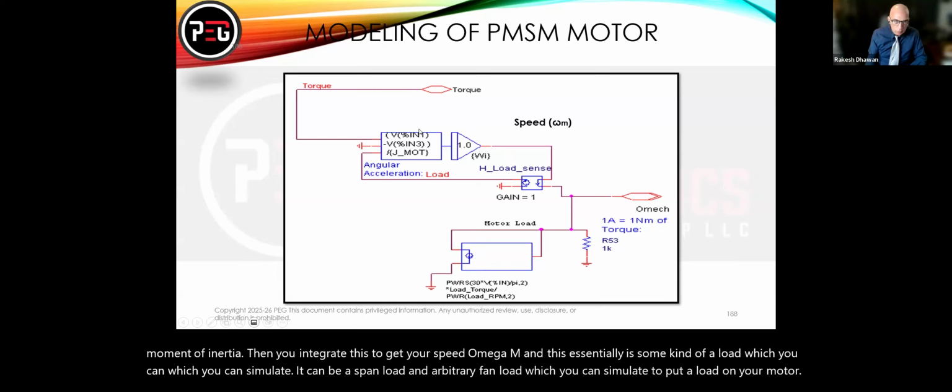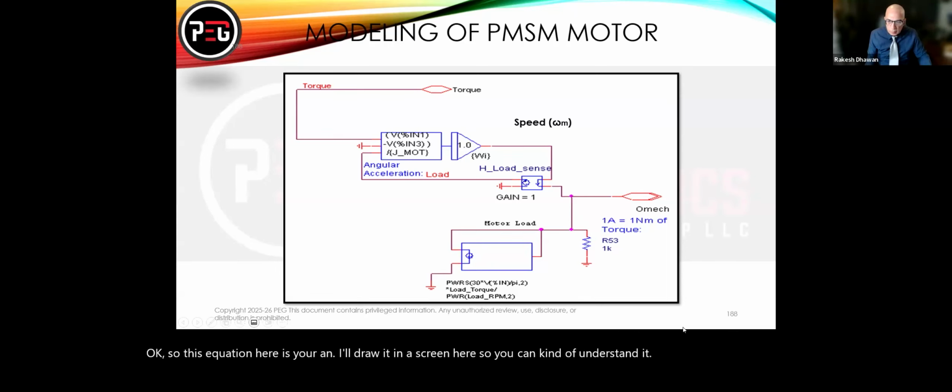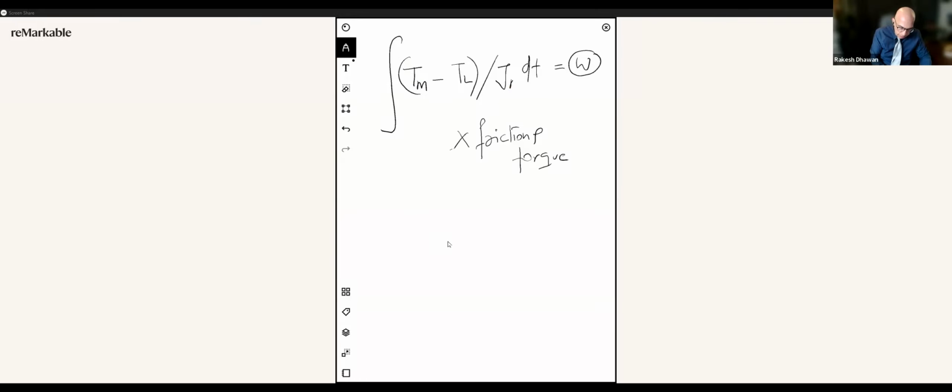Okay. So this equation here, I'll draw it on a screen so you can understand it. What you're implementing here is essentially torque of the motor minus load torque, divided by moment of inertia J, and then you integrate this. Now we are ignoring any frictional torque, okay? We are not adding that part. For simplicity, this is essentially what your equation is on your PSPICE module.